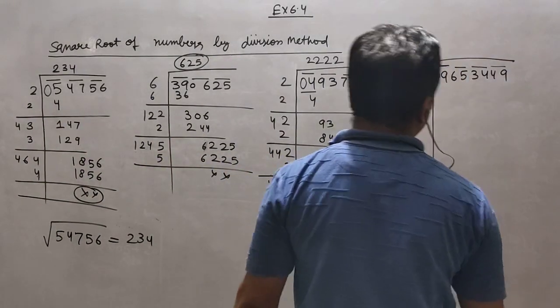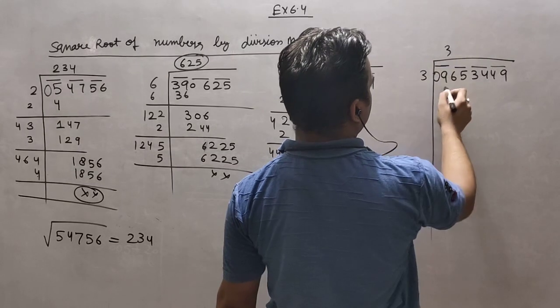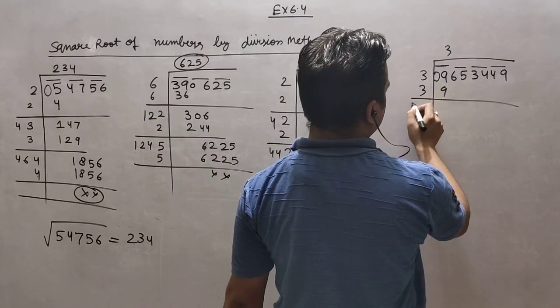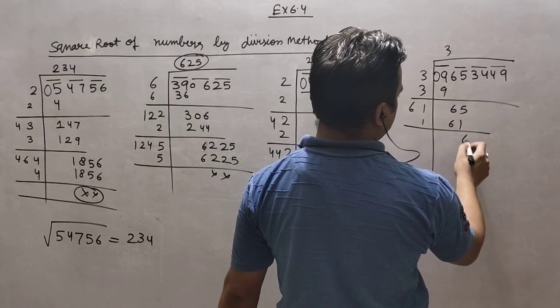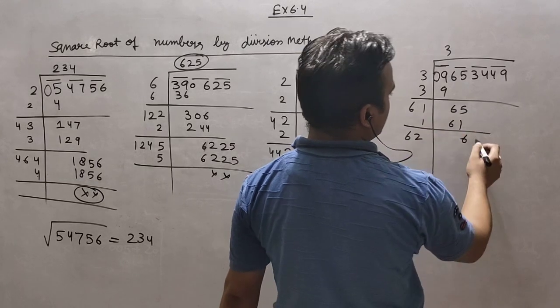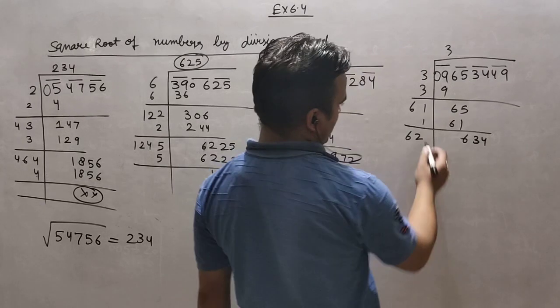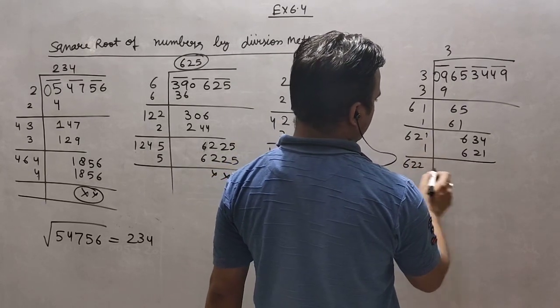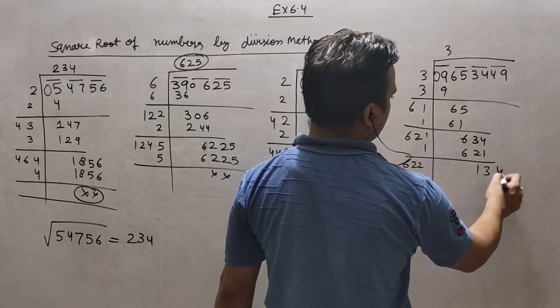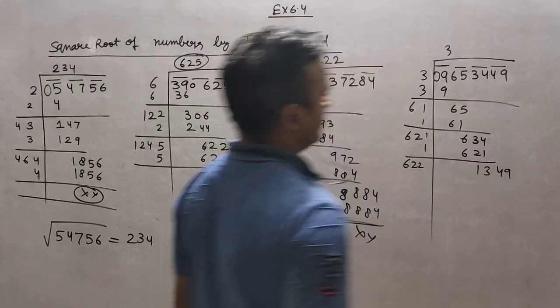Now this one, 9, 3 3s are 9. The first one is a perfect square. And next one we are getting 5. One time it will go there. It is 6, it is 62. Next number is 34. So how many times? One time only. So 621. It will be 622. So it will be 1 and 49. Right?